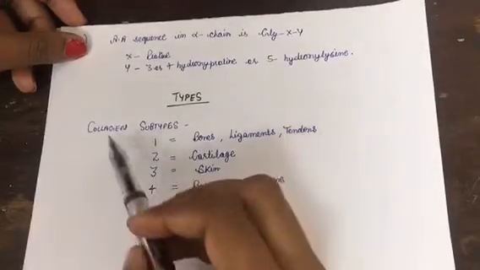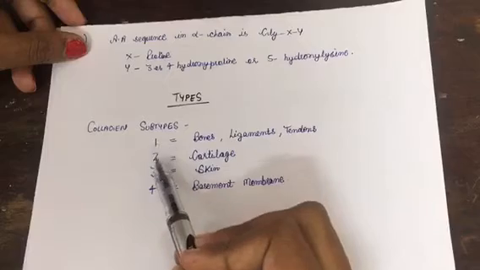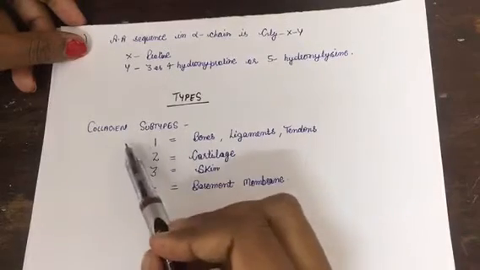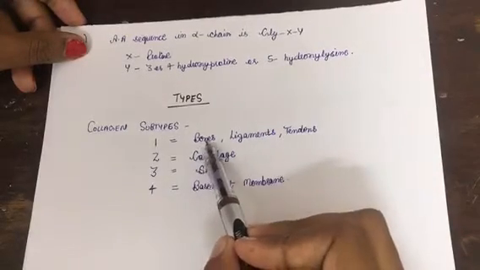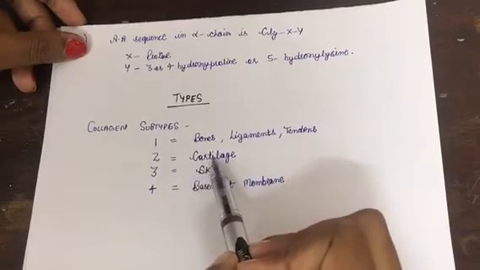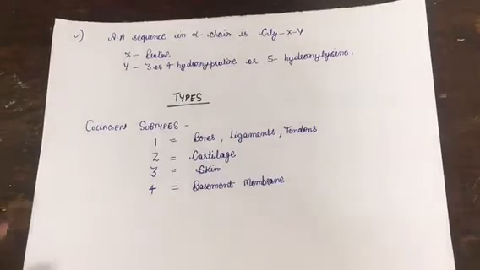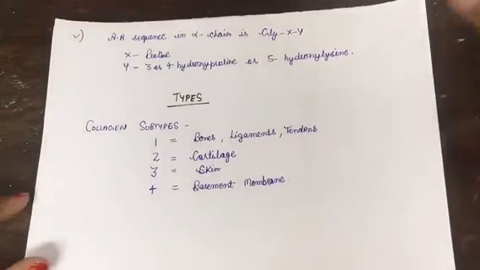Now types, collagen subtypes. There are 4 subtypes of collagen, collagen 1, 2, 3, 4. Collagen 1 is present in bones, ligaments, tendons. Collagen 2 is mostly present in cartilage. Collagen 3 is in skin, and collagen 4 is in basement membrane.